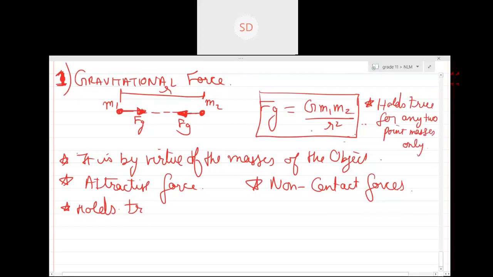This formula is not valid for every object. It is only valid for 2 point masses. Point masses, you understand? Basically, we can consider any object as a collection of points. There will be a concept of center of mass and center of gravity involved, which will come later on. Only if it has center of gravity, then only. So, anyways.